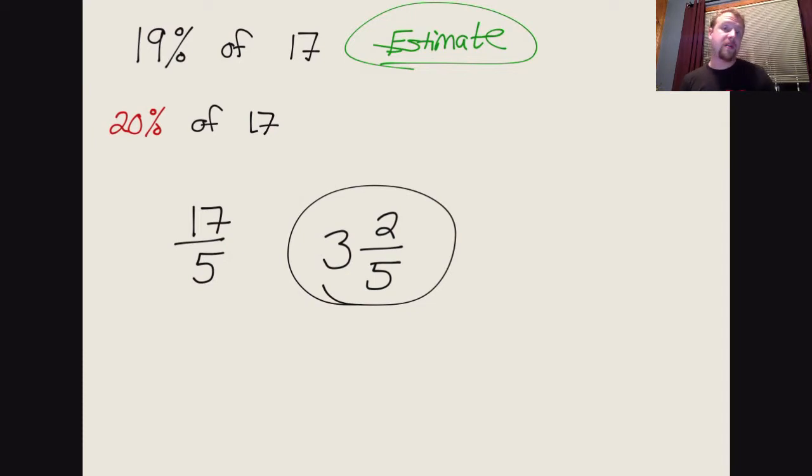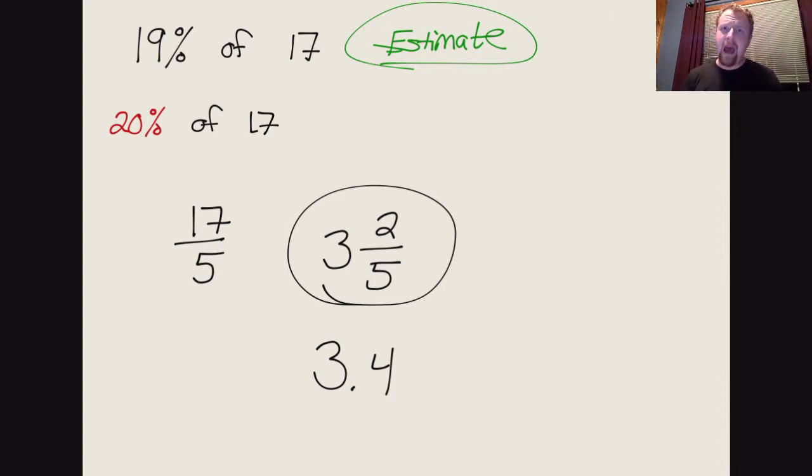And if you were to do this in decimal form, you would see that the answer would be 3 point, and then you could do a little finagling here, but ultimately it'd be like 3.4, okay? So that would be the approximate decimal answer for this question, okay? So that's kind of how we estimate, all right?